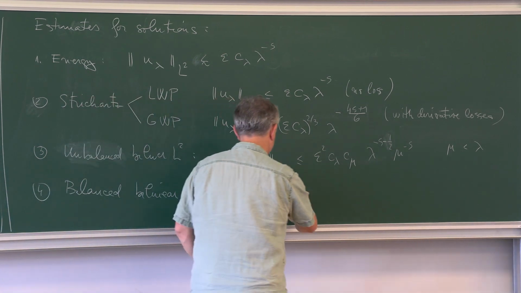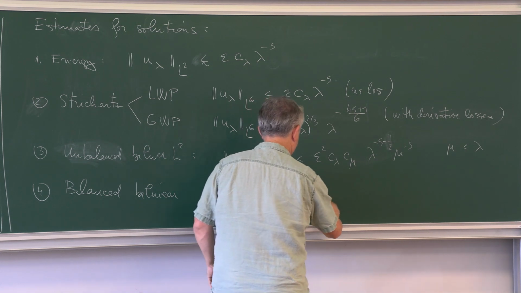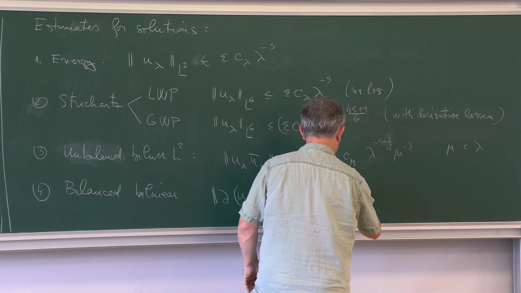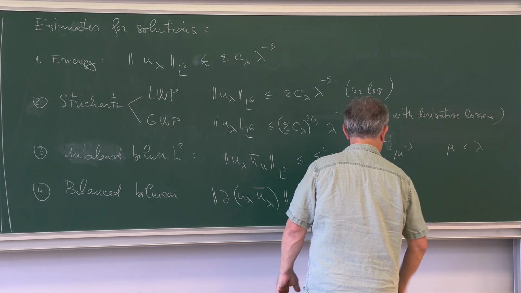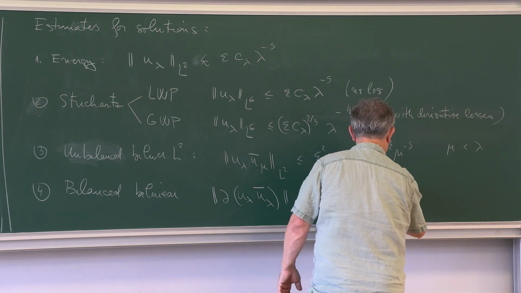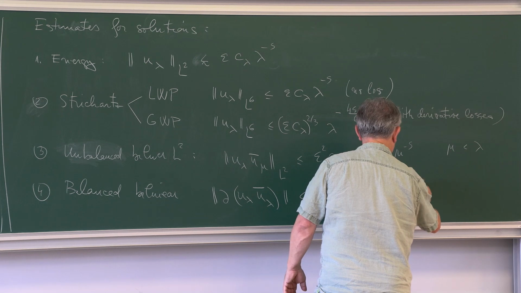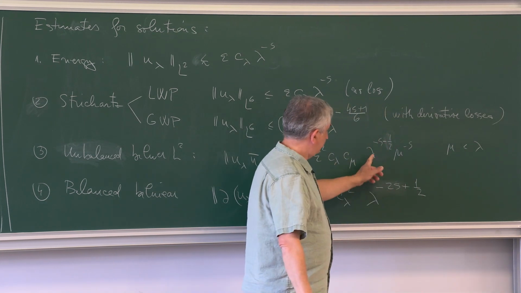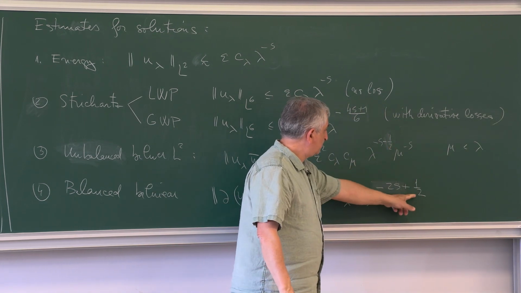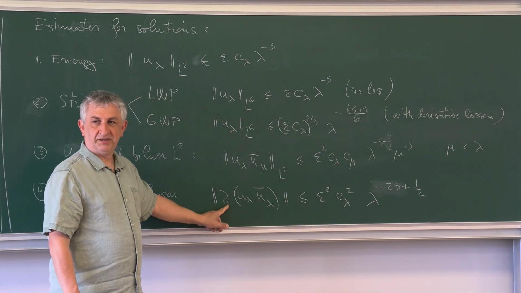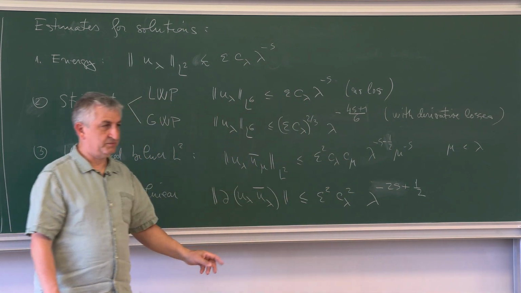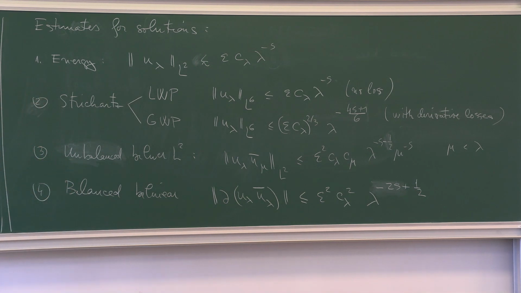Okay, and then this is smaller than epsilon squared c_lambda squared lambda to the minus s plus 1/2. Well, and now I can put lambda to the minus 2s plus 1/2. So 2s for lambda and mu, and plus 1/2, this minus 1/2 from here, plus the extra derivative that we have added in here at frequency lambda. All right. So this seems sensible. And now I'm going to tweak this a little bit.